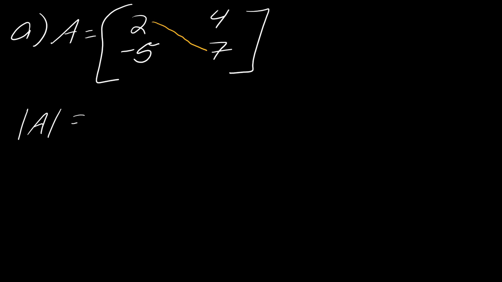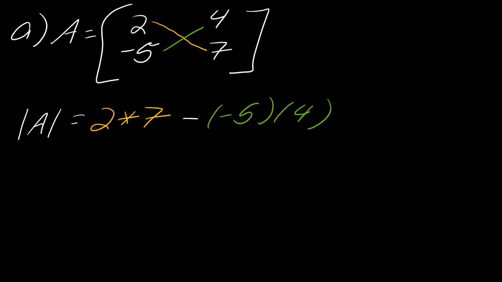To calculate the determinant, you're kind of going down the diagonals. So you've got 2 times 7, and then minus, and then you're going to take these two, -5 times 4. For this size of square matrix, this is how you calculate the determinant. And so then I just have 14 plus 20. So the determinant in this case is 34.